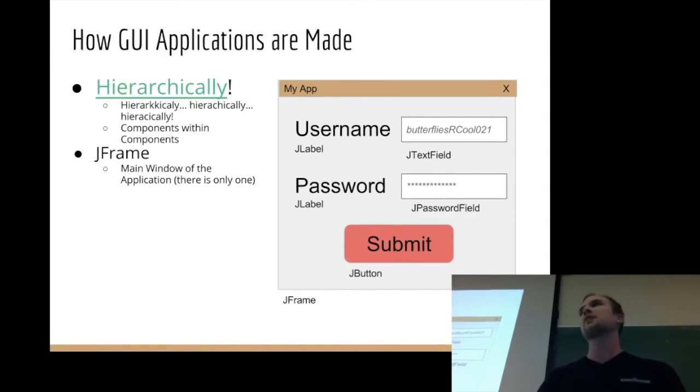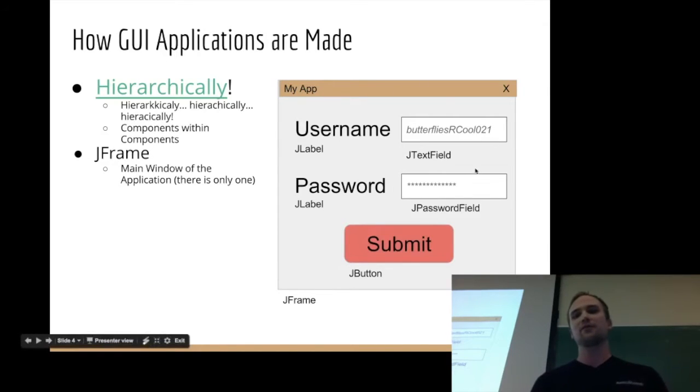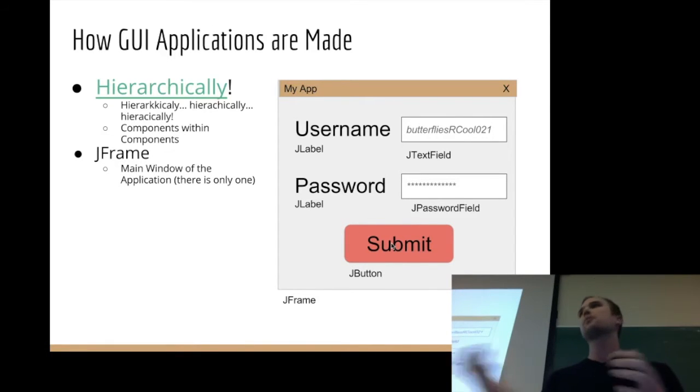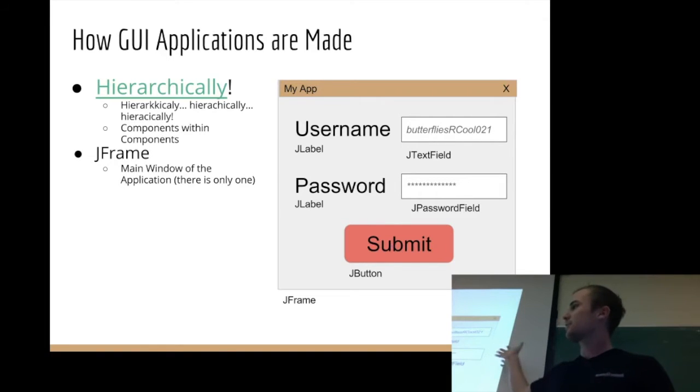And then, of course, the humble JButton. And so that is how we do most of our things. So you would fill these out: butterflies are cool, 0 to 1, and a very secure password. And then you would use the button to assign some sort of action to take the information from these fields and actually do something with it.